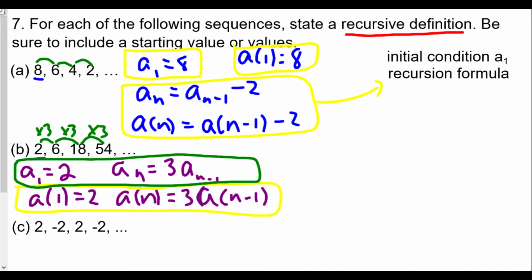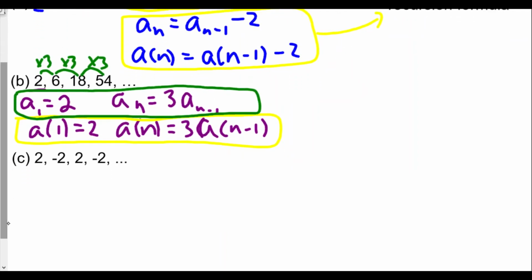Now for the third one. Again, the initial condition doesn't seem so bad. It looks like in this case our first term is 2. So we'll say in this case a1 is 2. But let's see how we go from the first term to the second term. Well, I'm not taking away 4. I could take away 4, add 4, take away 4, add 4, but it's not the same rule.